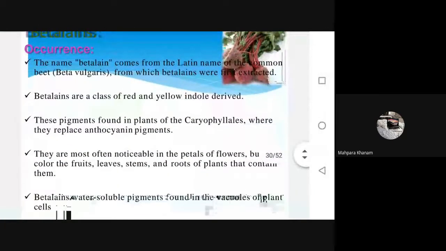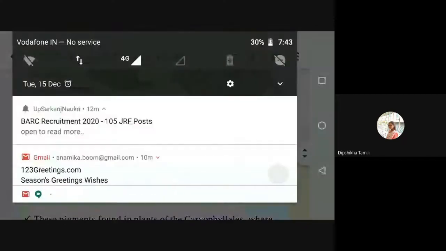Then betalains. So betalains are found mostly in what? Beetroot. Okay. Ma'am, are all kinds of tannins phenolic groups?